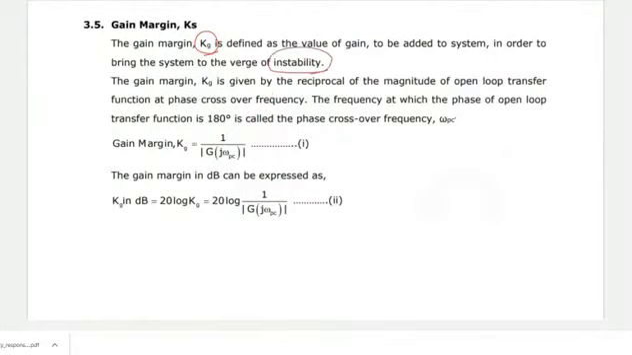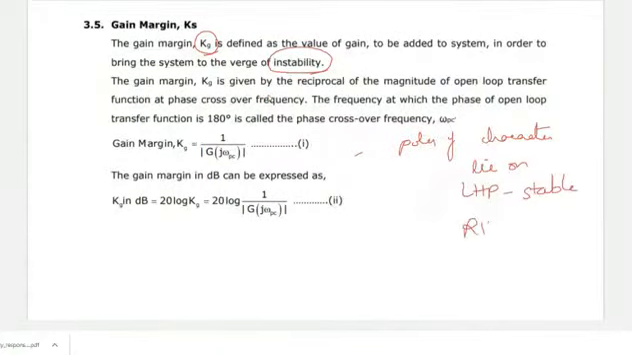So what does that mean? We know that if the poles of the characteristic equation lie on the left half of the plane, it is stable, right? If it lies on the right half of the plane, it is unstable. Okay, if it is on the imaginary axis, it is on the verge of instability, right? So using the poles, we can define our stability.